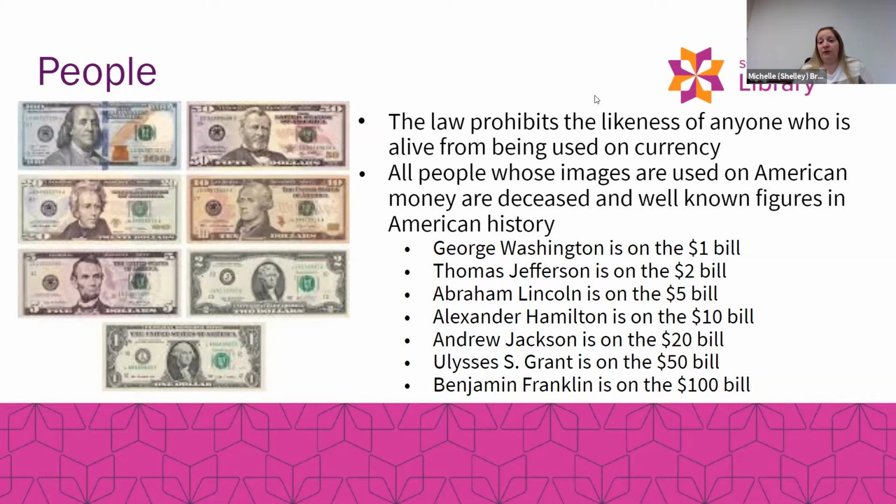So we'll go over a couple of them real quick. George Washington is on the $1 bill. Thomas Jefferson is on the $2 bill. We don't see those very often. Abraham Lincoln is on the $5 bill. Alexander Hamilton is on the $10 bill. Andrew Jackson is on the 20. Ulysses S. Grant is on the 50, and Benjamin Franklin is on the $100 bill. So I can see there's Washington and Lincoln.